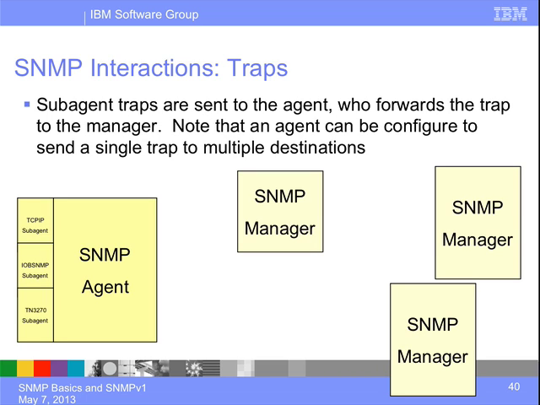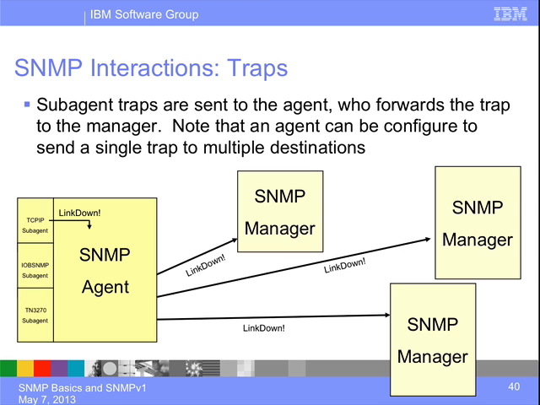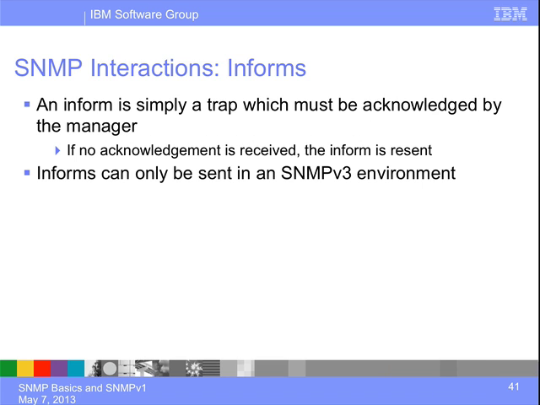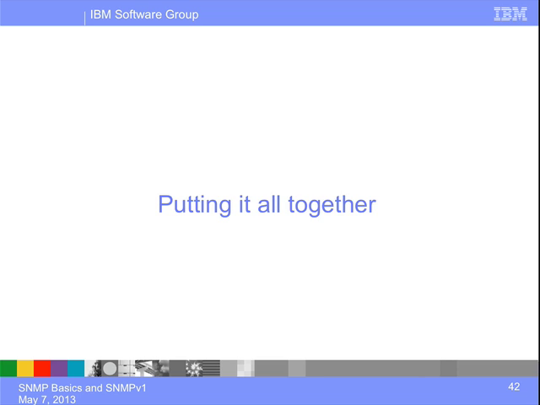When a subagent generates a trap, it sends the trap to the agent, who then forwards it to the manager. The agent can also be configured to send a single trap to multiple managers. An inform is essentially the same thing as a trap. However, an inform requires that the manager acknowledge the receipt of the notification. This is only supported in SNMP v3 environments.